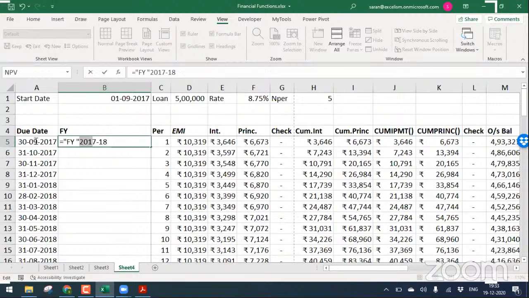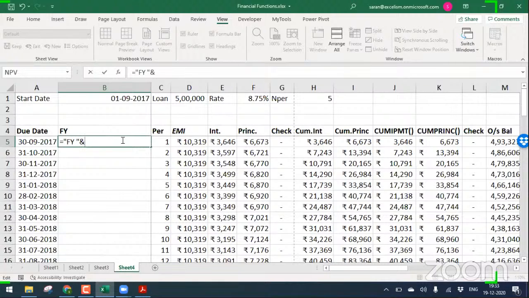If the month is greater than or equal to 4, then I'll take the current year. If the month is less than or equal to 4, then I'll take the previous year, right? So since there is a condition, let me join this financial year space with the condition.